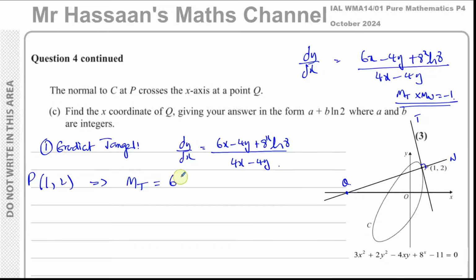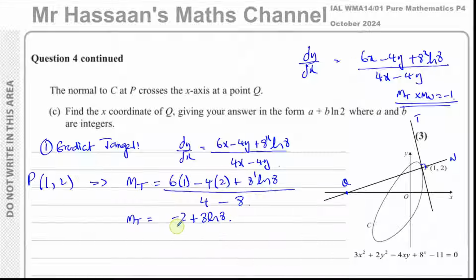Okay, so 6 times 1 minus 4 times 2 plus 8 to the power of 1 times ln 8 over 4x minus 4y, which is going to be 4 minus 8. Okay, so this will give us what? You're going to have 6 minus 8 plus 8 ln 8. So 6 minus 8 is minus 2 plus 8 ln 8 over negative 4.